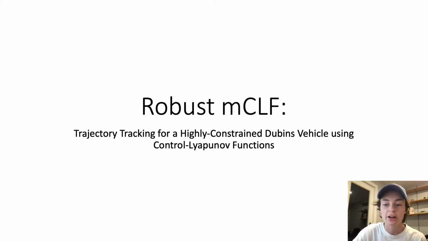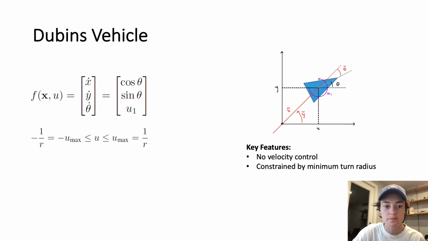Today I'm going to be talking about the robust modified Control Lyapunov function, a somewhat misguided attempt to track an optimal trajectory of a highly constrained dynamic system using Control Lyapunov functions. The system explored in my project is a special version of a Dubins vehicle, which is a reduced order model of a system that behaves like a car, airplane, or underwater glider.